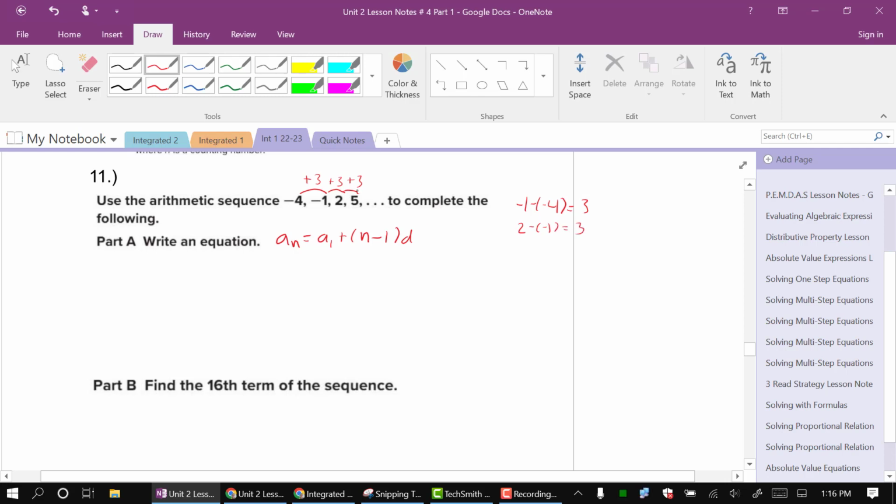So now I have that. I also have the first term. So I could take that, I could put that right here. I could take this difference that I found, and I could put that right in there. And then I can work out this problem.